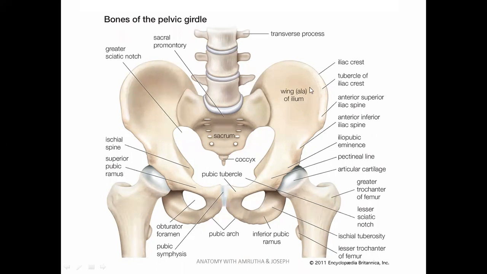Again, the iliac fossa can be seen. The wing of the ilium can be seen. Iliac crest. The iliac crest has a prominence on the outer aspect here. This area, the marking is not correct outside, is called the tubercle of the iliac crest, which is a very prominent mark. Anterior superior iliac spine and anterior inferior iliac spine can be seen.